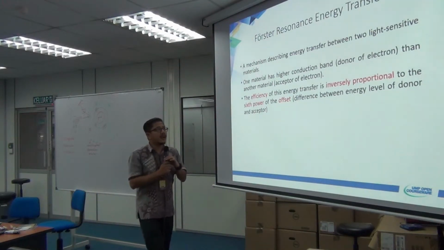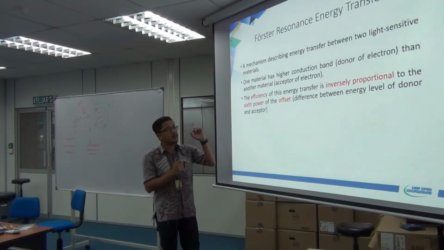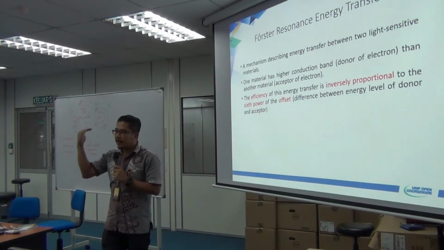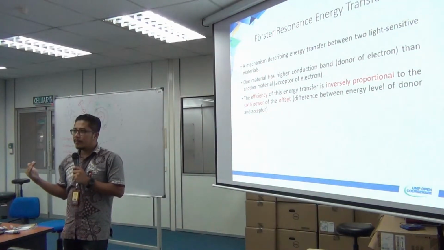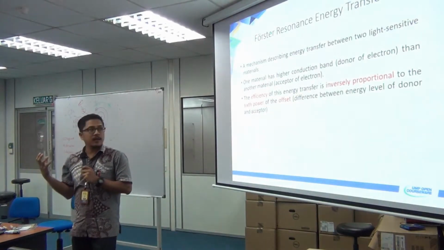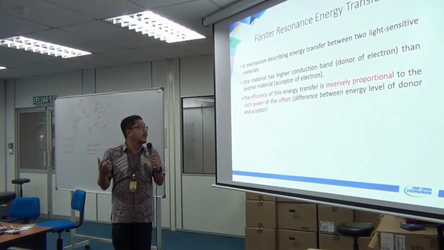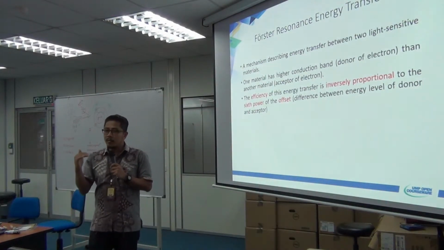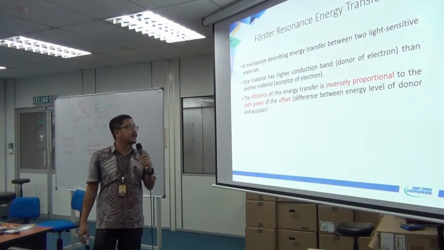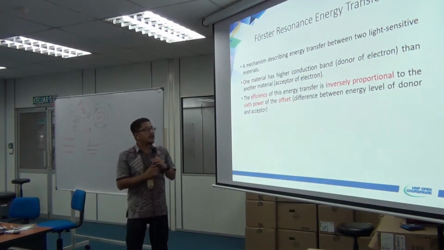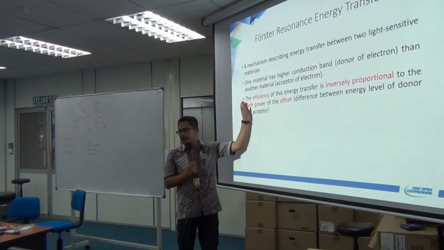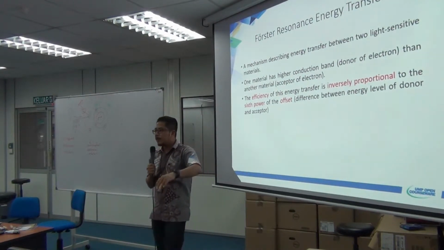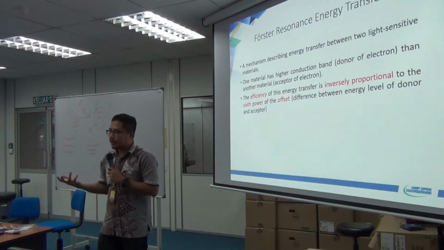So one material has higher conduction band, which is known as donor of electron. For example, our material A has higher conduction band than material B. So material A is an electron donor. Then the other material is semiconductor B, which has lower conduction band. It is known as acceptor of electron. So the efficiency of this energy transfer, the electron injection, is how efficient the electron injection is after it is being excited.